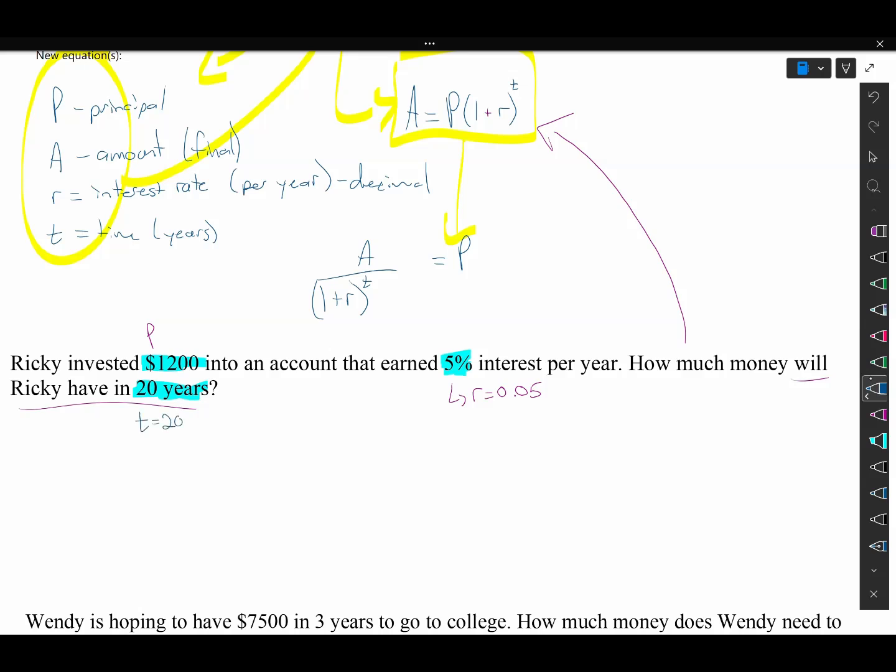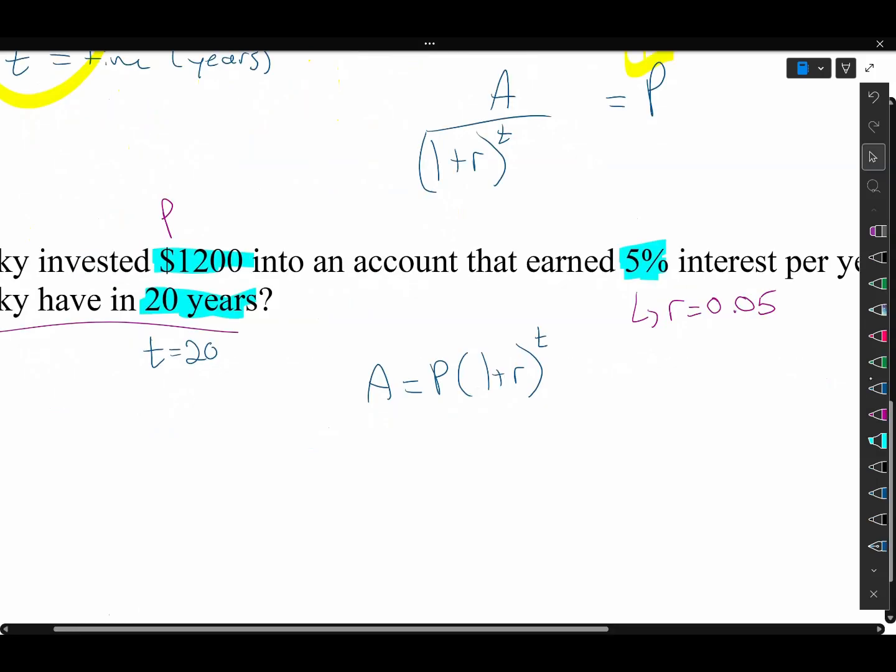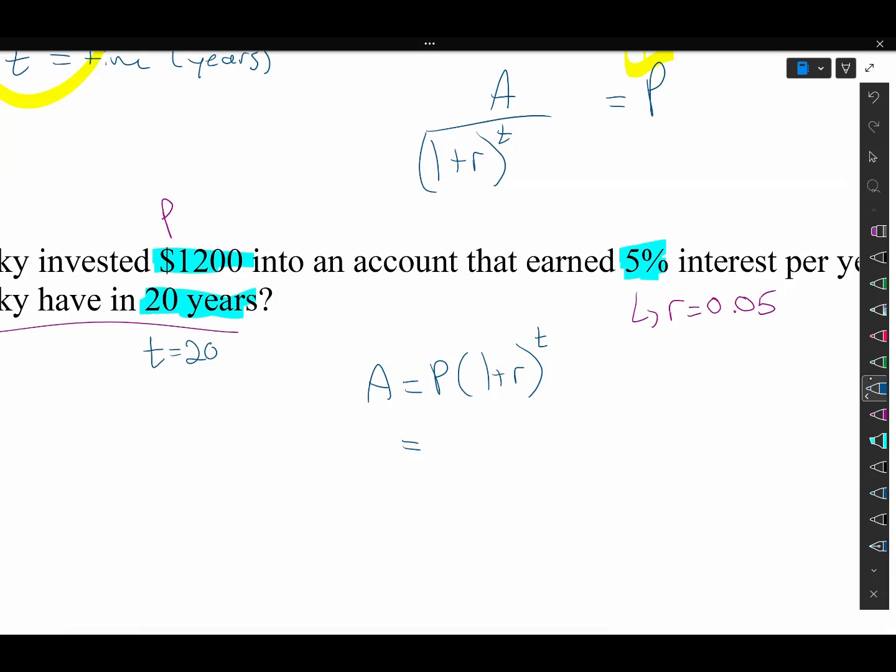Okay, so let's copy down that equation and then we can zoom in a little bit better. A equals P times (1 plus r) to the power of t. If that's the case, first I'm just going to substitute in all the values I know. P we know is 1,200. 1 plus, and then I have an r. I know my r is 0.05. All to the power of t, that's to the power of 20.